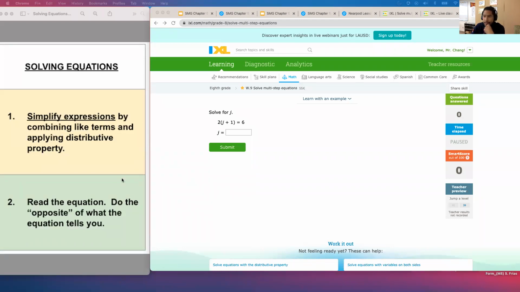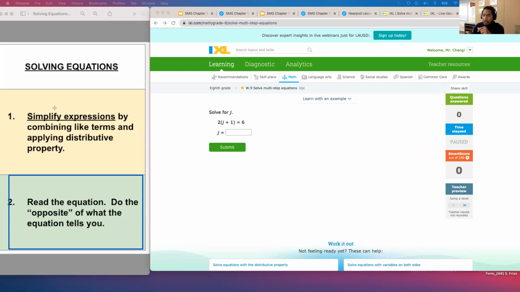So what I want you guys to focus on when you're solving equations, solving for the unknown, is really practicing this idea of reading an equation and doing the opposite of what the equation tells you to do. You're going to do the opposite math to both sides of the equation. That's the way you simplify and solve.